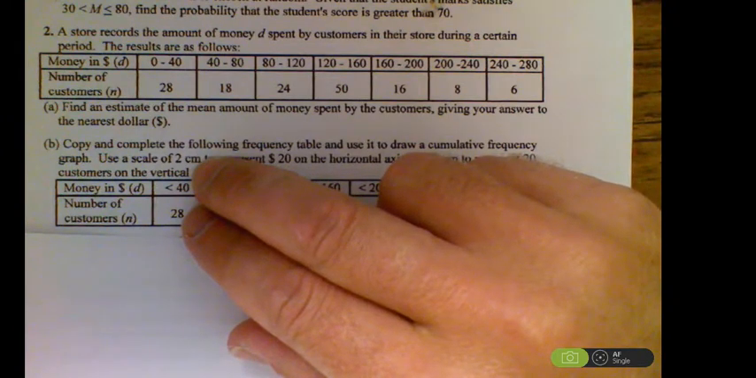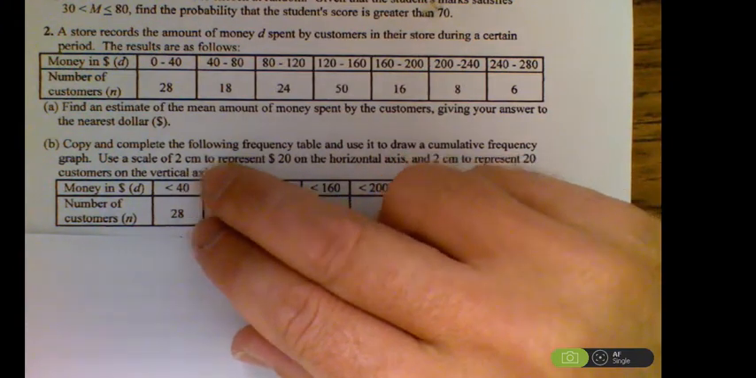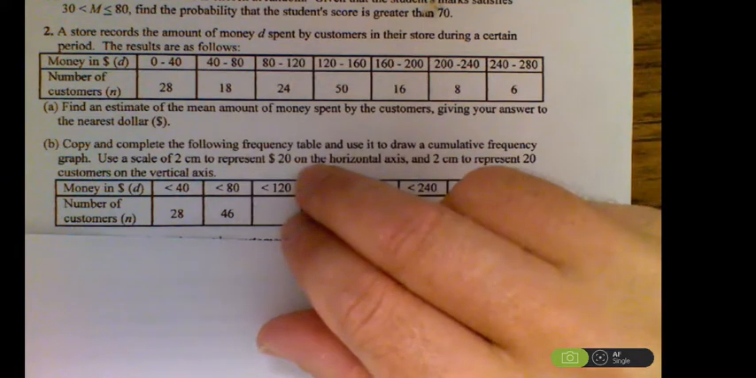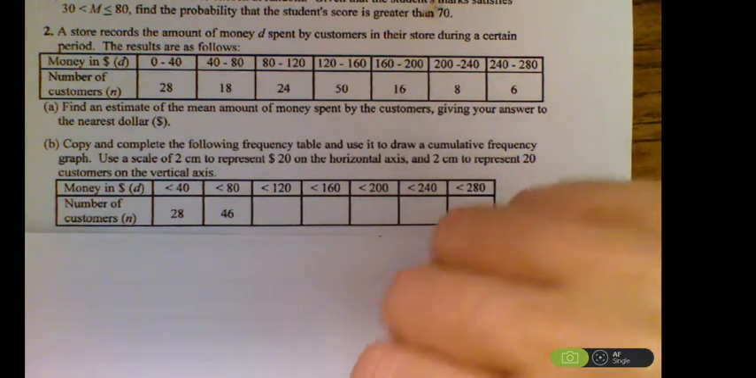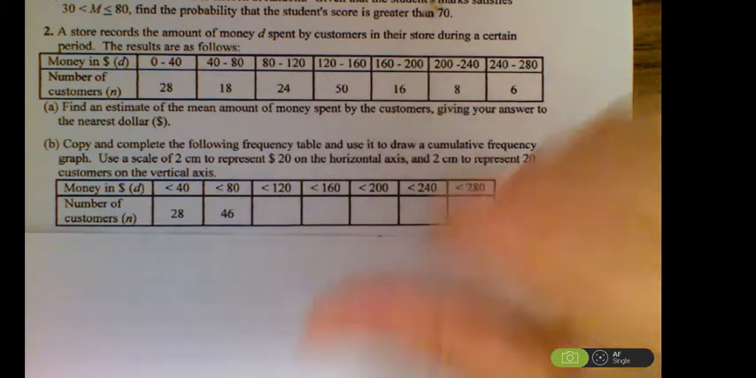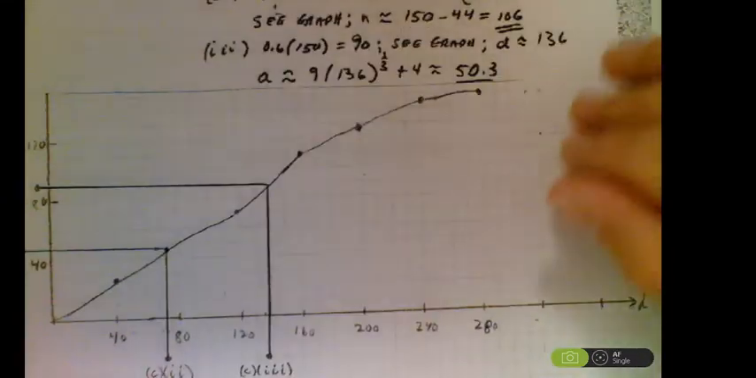So the first point that you would plot after 0, 0, because you always start with 0, 0, would be your next point. So the 40 would be your x and 28 your y. This would be your next point, so 80, 46, and then your next point, and so on. So plot those points, and then starting at 0, 0, you simply make a smooth curve through those data points. That's all you'd have to do to create the graph. If you want to see what that would look like, you can see it in our worked out solutions. Here's how that would have gone for us.